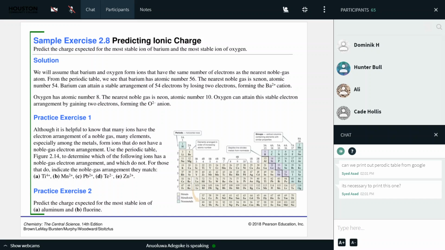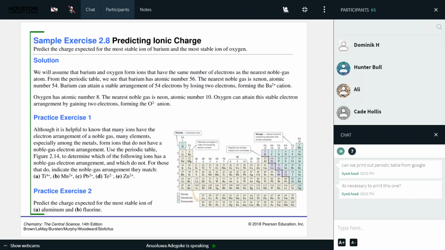So we're going to learn in chapter 5 that this number here, they are the periods, but they also represent something. So we're going to learn about that in chapter 5. For now, we just want to know how to use our periodic table to determine charges.